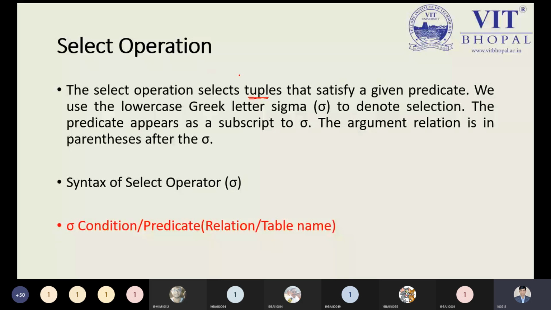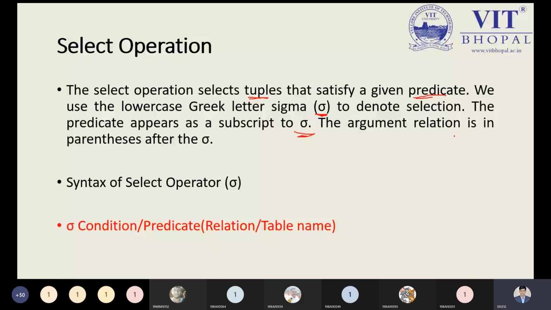So the select operation selects the tuples that satisfy the given predicate. What is the predicate? It is some condition. And what is required, what is the thing we need to do? We use the lowercase Greek letter sigma. Please keep in mind we use the symbol known as sigma to denote the selection. And the predicate appears as a subscript to the sigma, and the argument relation is in parentheses after the sigma.